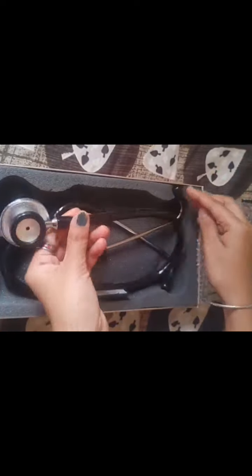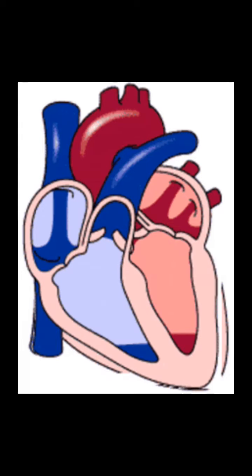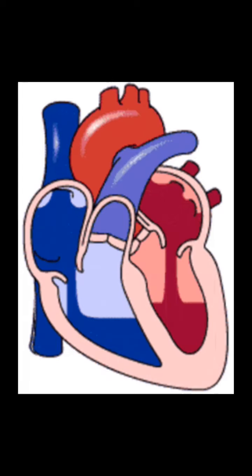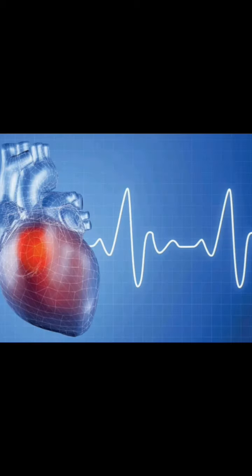Whenever something is moving inside our body, let's say the heart is pumping, this will create a vibration. This vibration causes the nearby molecules also to vibrate, and that will create a sound wave. This sound wave will travel all the way through the hollow tubing of the stethoscope and then into the ears of the doctor, and thus we will make out the sound. For example, heart sounds, which are lub and dub.